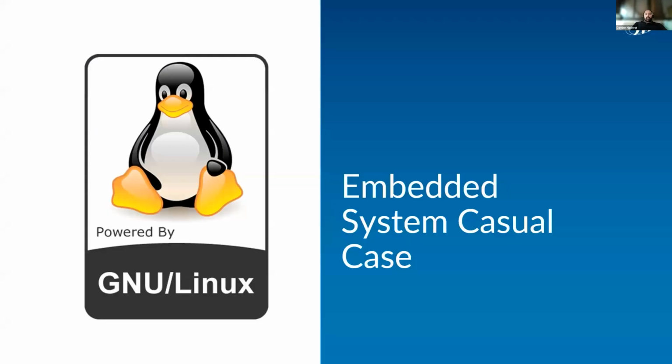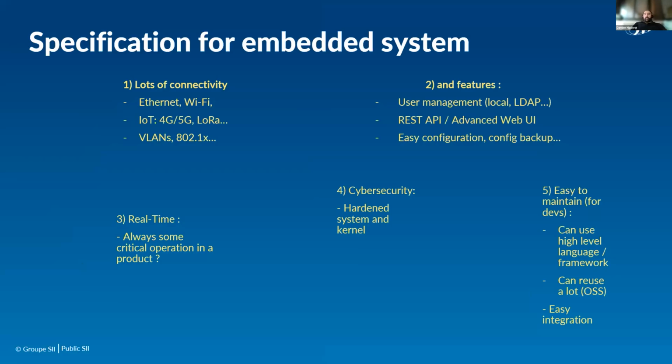So what's the embedded casual case? In French, we have an expression: we want some strange meeting of features. We talk about five-legged sheep, a kind of mythical creature we cannot find. And for embedded systems, it is sometimes the case: a lot of specifications, and we cannot meet them all.